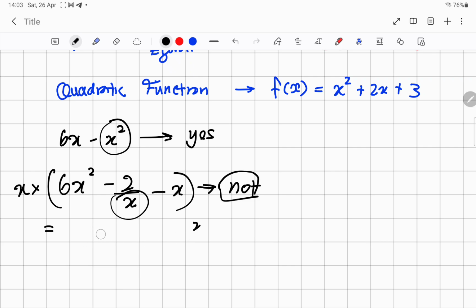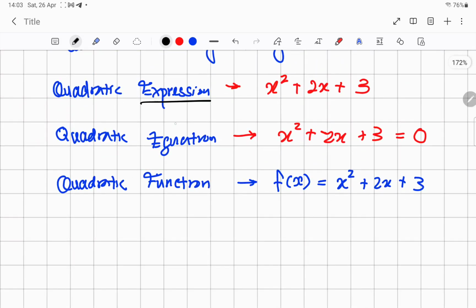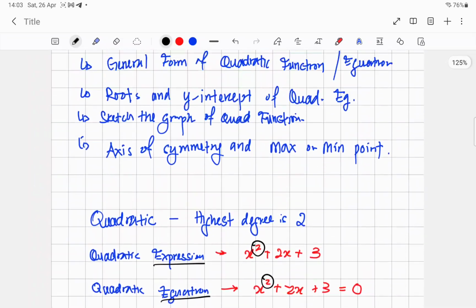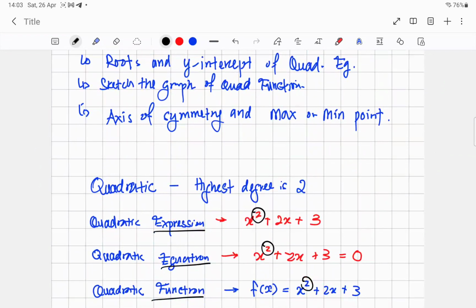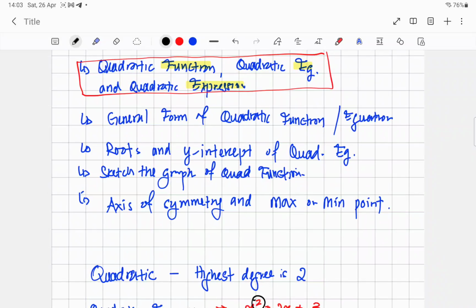Alright, so you must remember, for quadratic equation, quadratic expression, quadratic function, you must have the highest power as 2 only. So this is the video for the difference between these three things. In the next video we'll discuss what the general form is and how we see the general form.